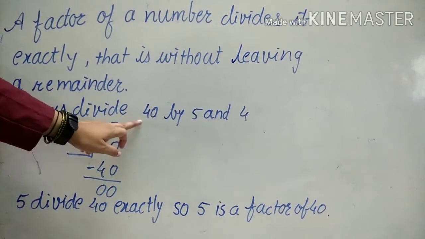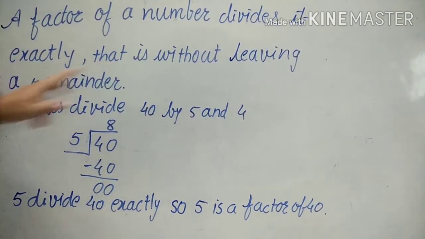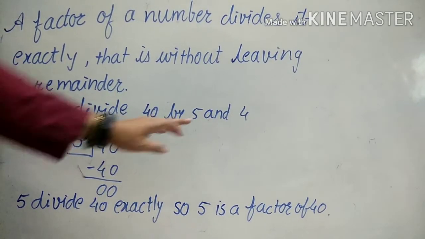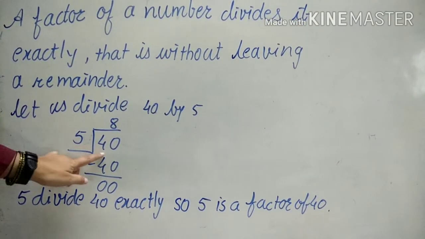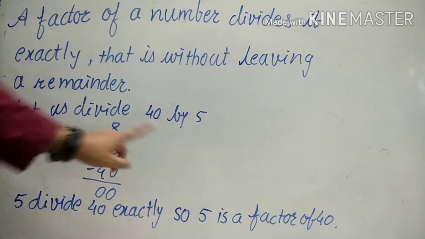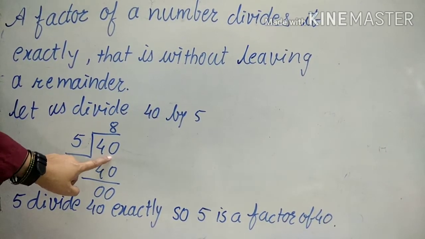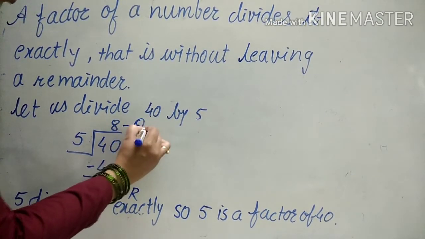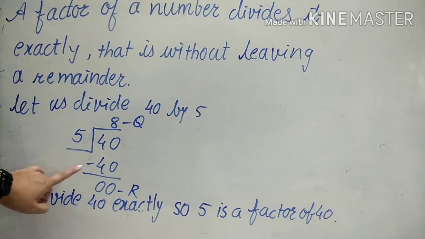So let us divide 40. A factor of a number divides it exactly, that is without leaving a remainder. Let us divide 40 by 5. When I divide 40 by 5, 5 8s are 40. So what is my remainder? My remainder is 0. And what is the quotient? Quotient is 8. So 5 divides 40 exactly without leaving a remainder.